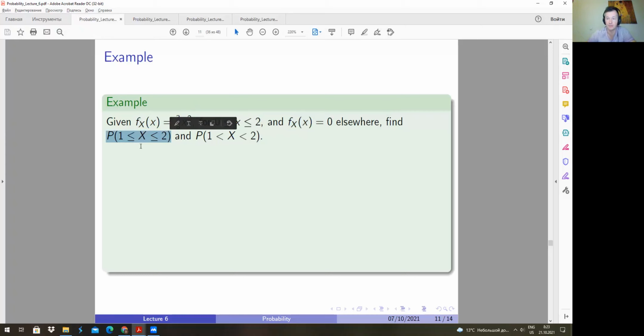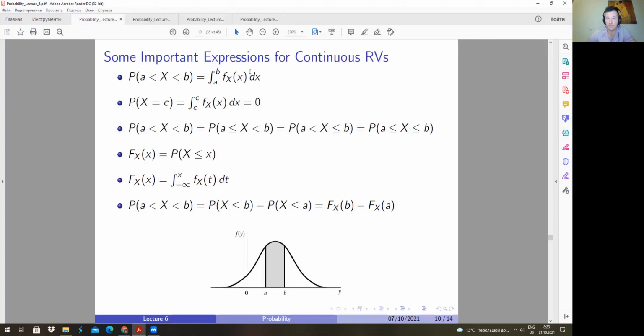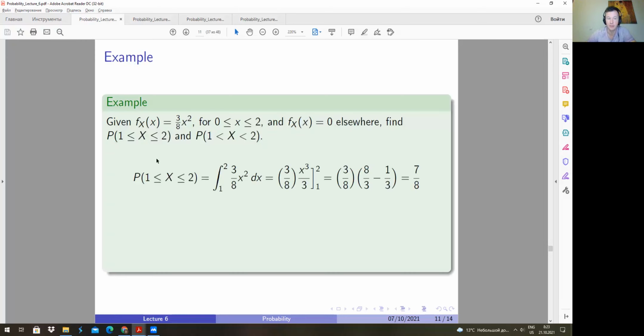We need to find these probabilities: the probability that x is between 1 and 2, including, and the probability that x is between 1 and 2, not including. So strict inequality and weak inequality. We have this first definition of this probability, so let's try to apply this.